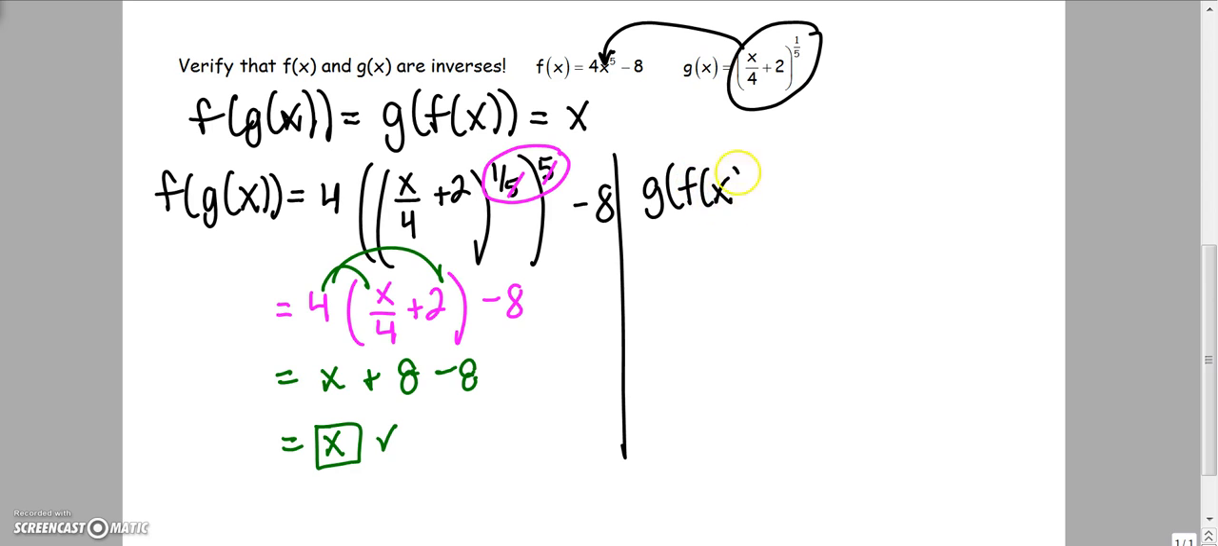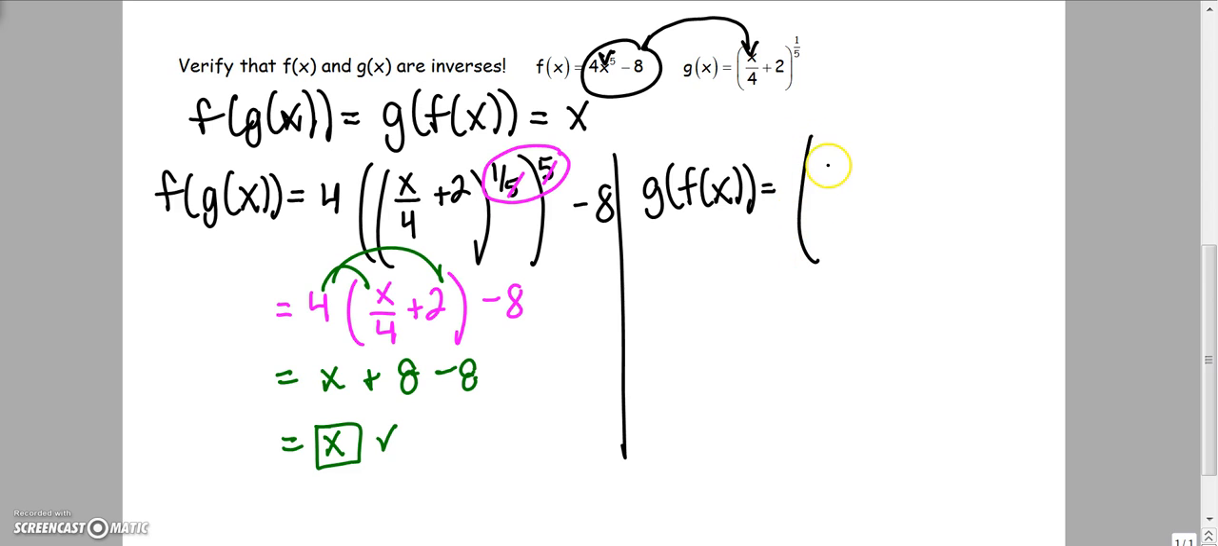g of f of x. So now I'm taking f of x, I'm plugging it in place of x in g of x. And notice this whole thing is going to be raised to the 1/5 power. Okay, so now again, this 1/5, it cannot distribute. You have a plus sign there.